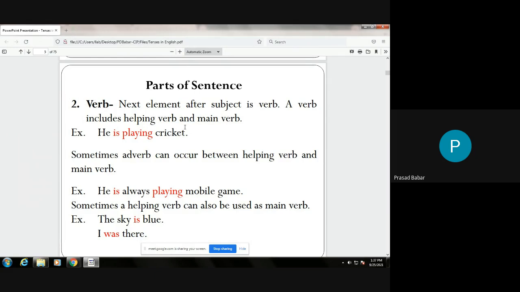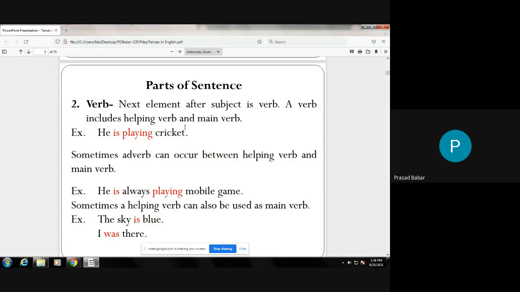A verb includes helping verb and main verb. So a verb has two types. There are two types of verb. First is the helping verb and the next is the main verb. So what are the helping verbs? These are the verbs that we use before the main verb. Okay, these are the words we use before the main words.